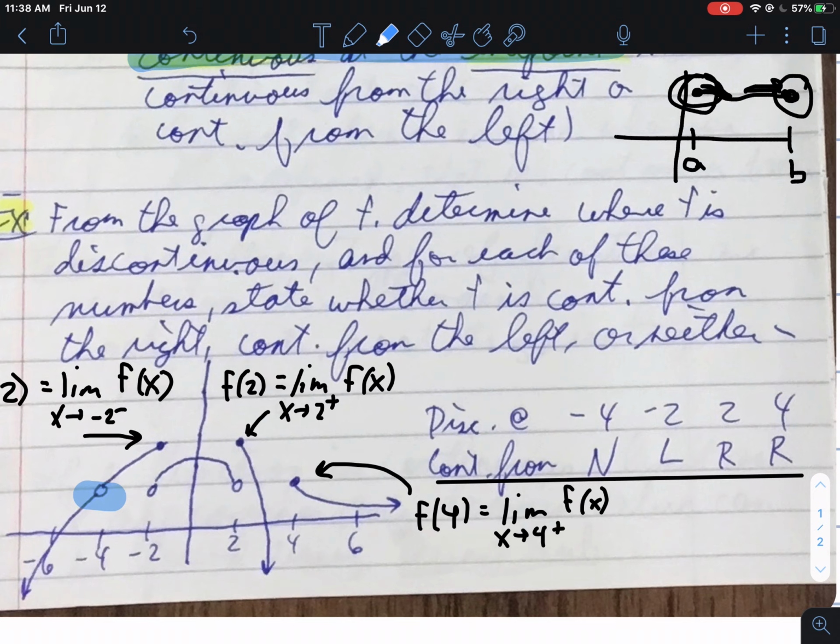And in order for -4 to be in the domain of that function, there has to be a point on the graph whose x-coordinate is -4. And there's not in this case, right? There's a hole in the graph. So this function is discontinuous at -4.